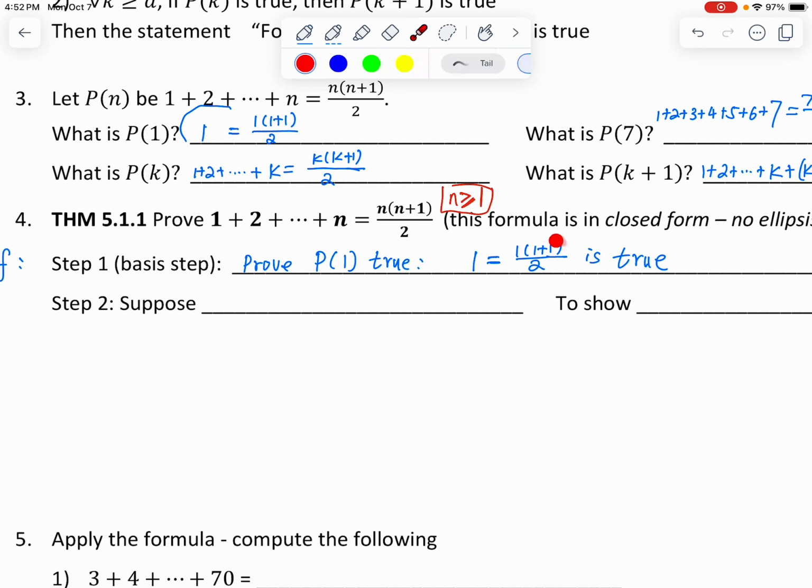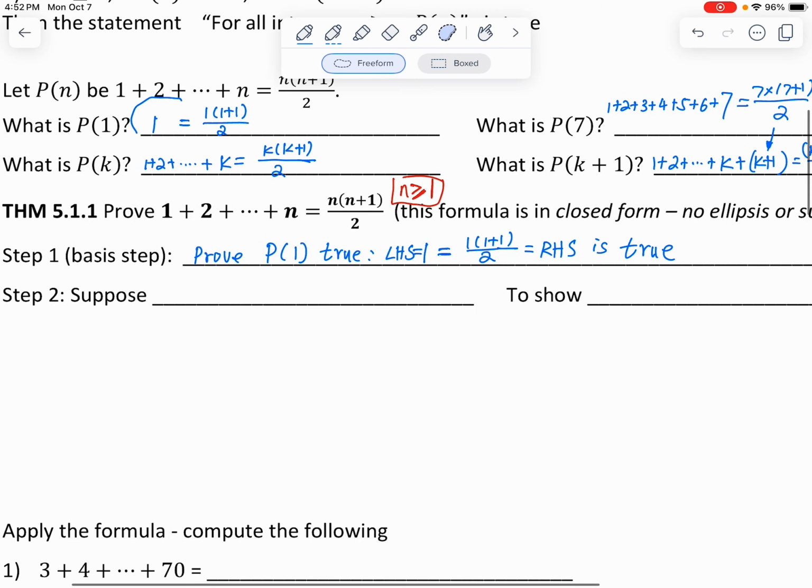Because here this is 1, right? The left hand side is 1, the right hand side is also 1. The left hand side of my P of 1 is 1, and the right hand side is actually 1 times 1 plus 1 divided by 2, which is also equal to 1. So the right hand side, you see that left hand side equals the right hand side. Therefore, let me write it.